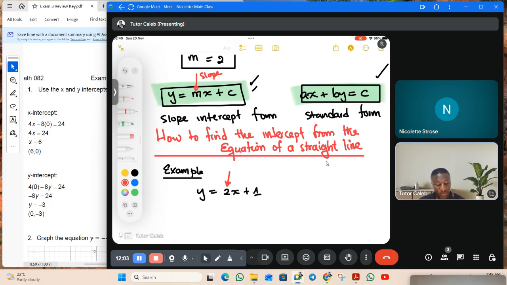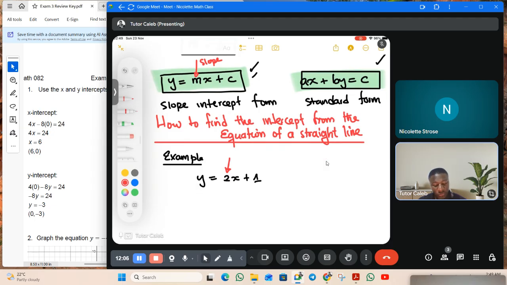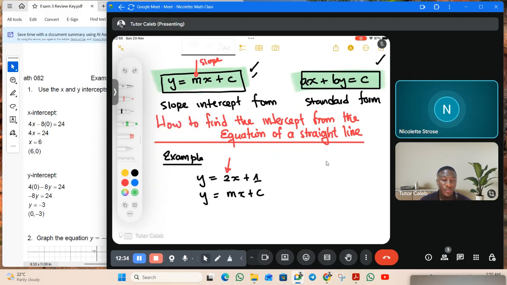Because if you compare this to the equation I wrote above, y equals mx plus c, m equals 2 here, and c equals 1. Can you see it? Yes, I see. You're saying that 2 is m and 1 is c. Yes, like this, if you compare the two equations.